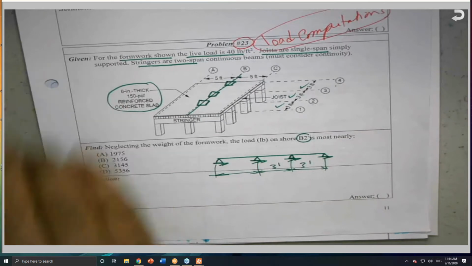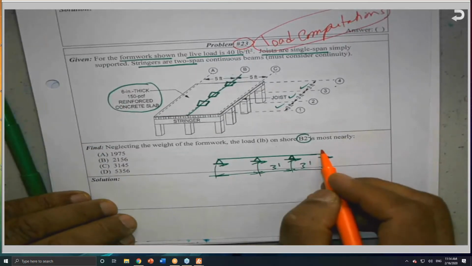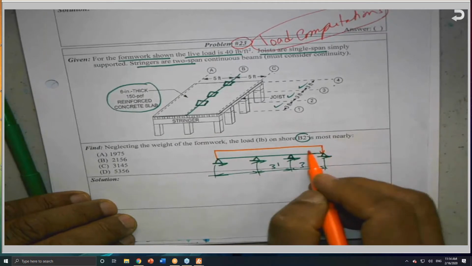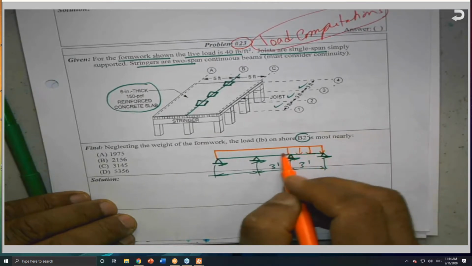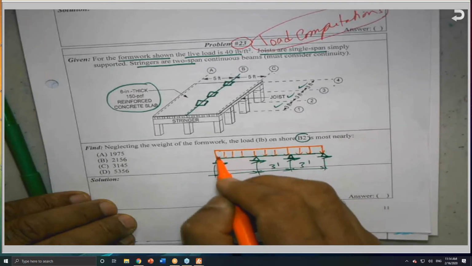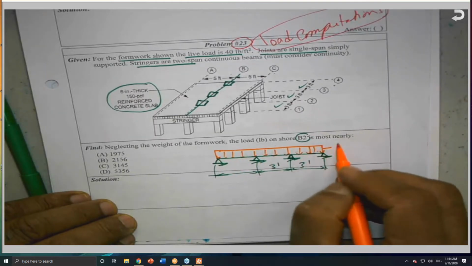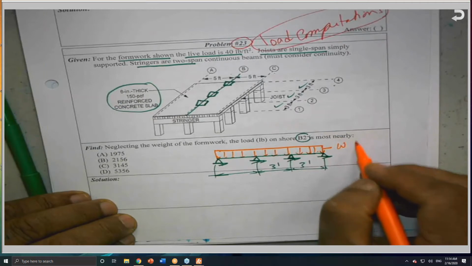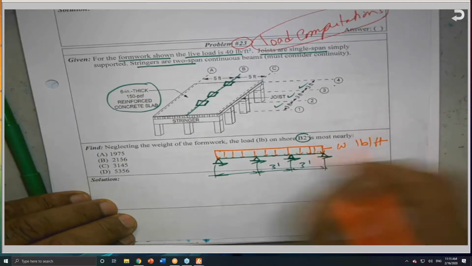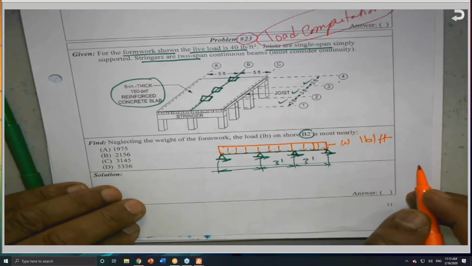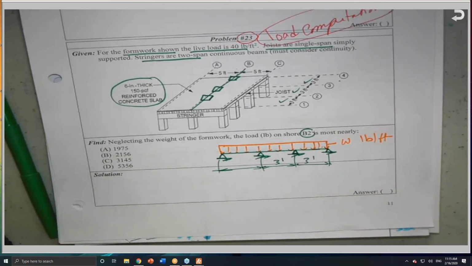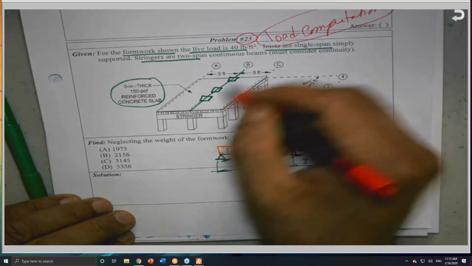So what I need to do is get how much uniform load, W. I need to convert the load now to BW, how many pounds per linear foot or kips, pound or kip, whatever. And which column is he talking about? We're talking about B2.